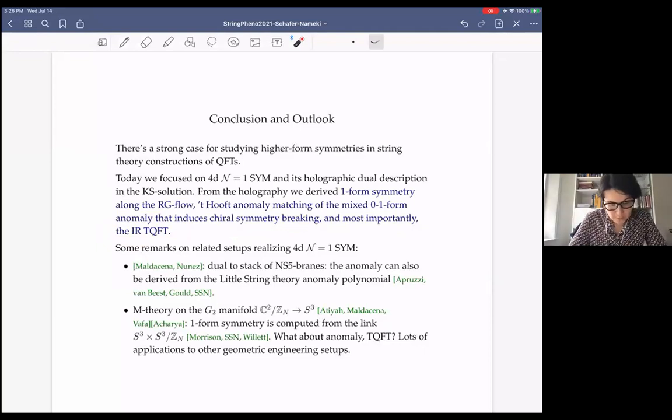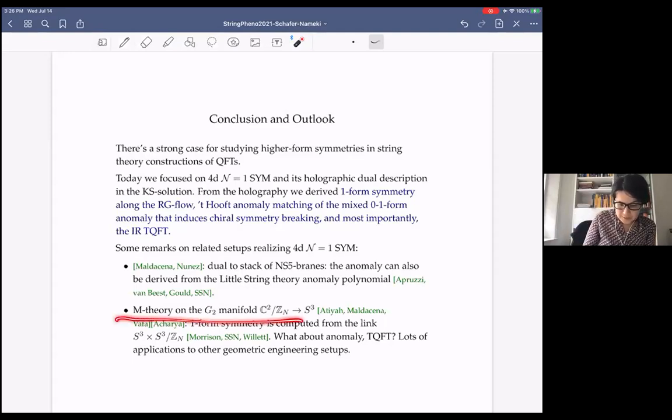Okay, so some remarks about related setups. As many of you will know, there's also the Maldacena-Nunez solution, that is the S-dual version, where you take wrapped NS5 branes, not D5 branes. And in that context, we can also at least derive the anomaly, this mixed anomaly, this AB squared anomaly, using the anomaly polynomial of the little string from the NS5 brane.